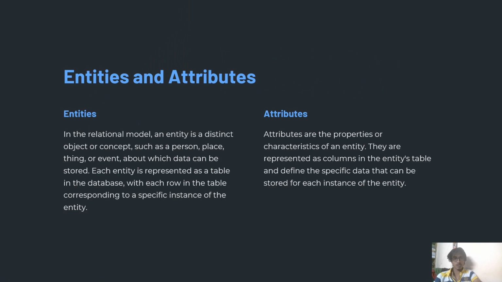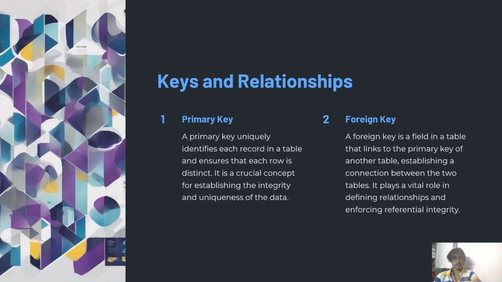Entities: in the relational model, an entity is a distinct object or a concept such as a person, place, thing or event about which data can be stored. For example, Ramesh's phone number, the phone number is an entity. Each entity is represented as a table in the database with each row in the table corresponding to a specific instance of the entity. Attributes are the property characteristics of an entity. They are represented as columns in the entity's table and define the specific data that can be stored for each instance of the entity.